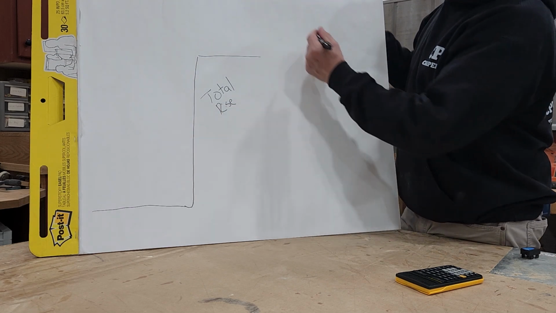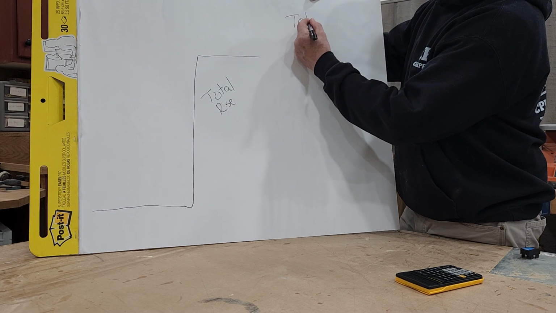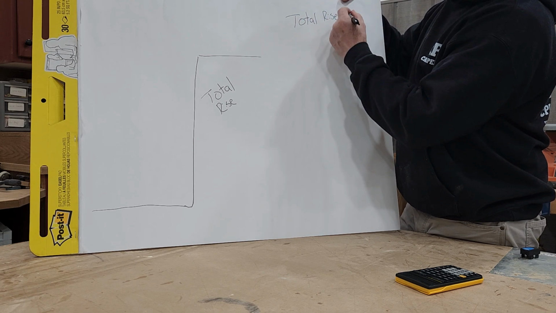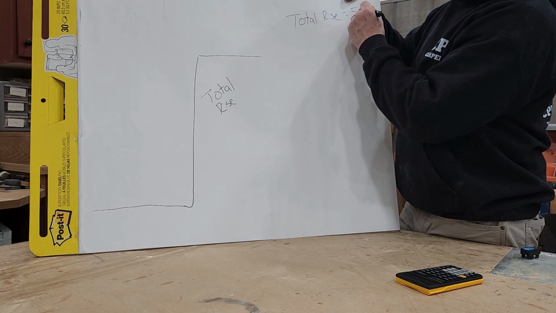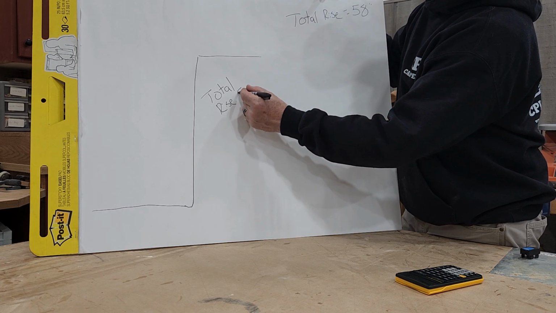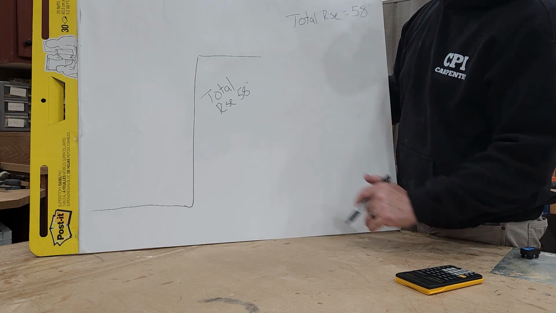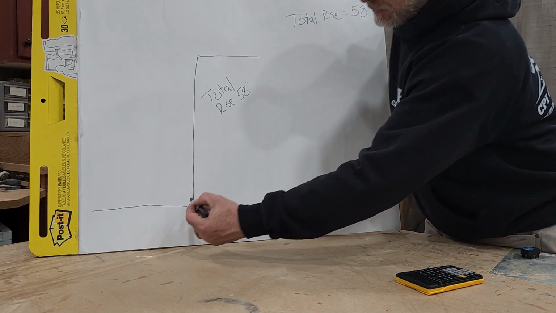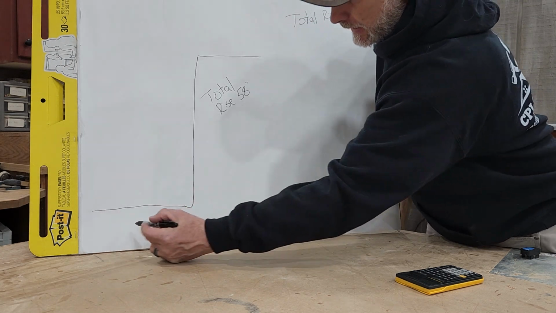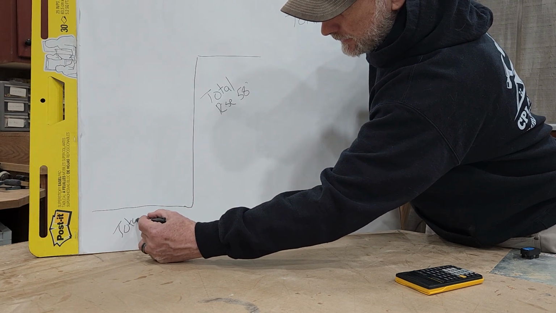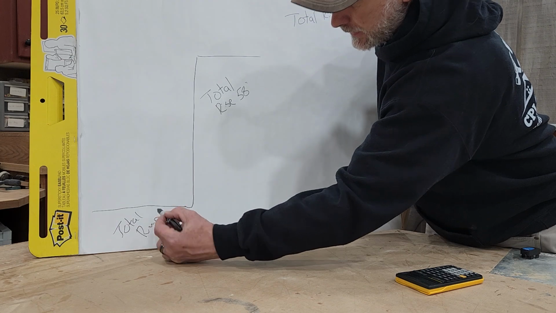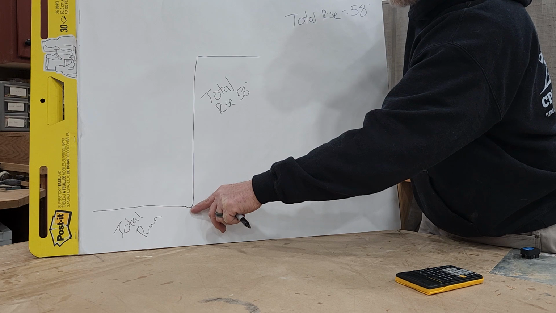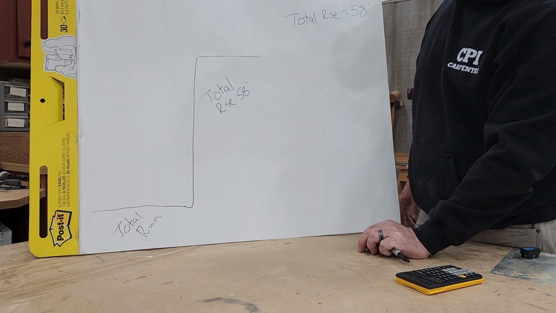For this example, I'll write my math up here. So I'll say my total rise is 58 inches. So from this floor to this floor is 58 inches. Now across this bottom here, this horizontal run that we have, this is our total run, and that is the horizontal distance in which I have to work to overcome this vertical distance.